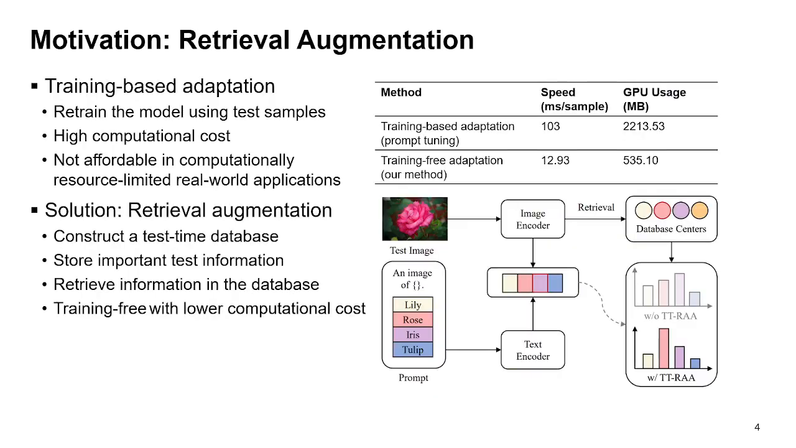Training-based test time adaptation methods use test samples to retrain the model. It can incur a high computational cost, which may not be affordable in some real-world or real-time applications, where the computational resources are limited. Our solution is to use retrieval augmentation. We first construct a test time database that stores important test information. Then, when a new test sample arrives, we retrieve relevant information from the database to help make the final prediction. In addition, this method is training-free, meaning without gradient-based parameter updates, which gives it a lower computational cost.